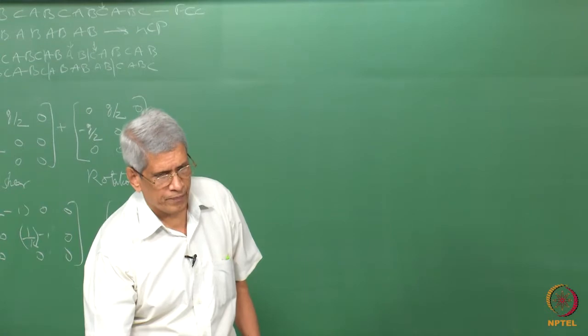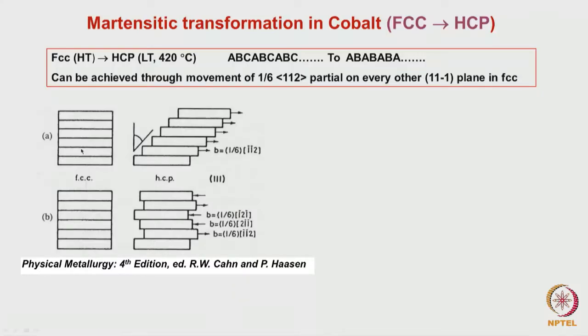So, here in the FCC, if we introduce a stacking fault at every two layers, then essentially we have transformed this into an AB type hexagonal lattice, correct.